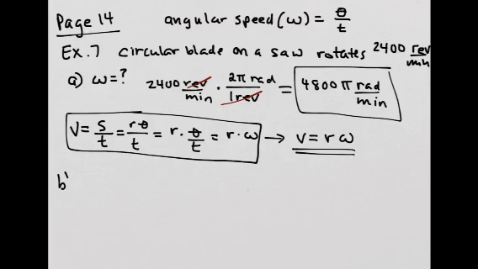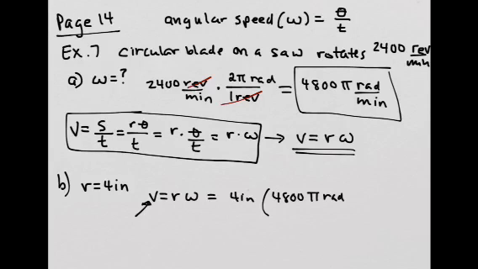With that said, we can now do letter B. So for B, it's asking for the linear speed of the tip when the radius of the blade is 4 inches long. So they want the linear speed, but we know that v equals r omega. V is linear speed. This is what we're looking for. We know that the radius is 4 inches, and we know from part A that the angular speed is 4,800 pi radians per minute.